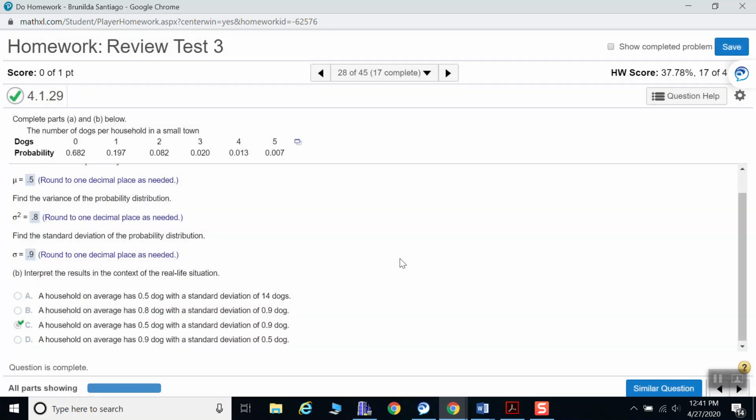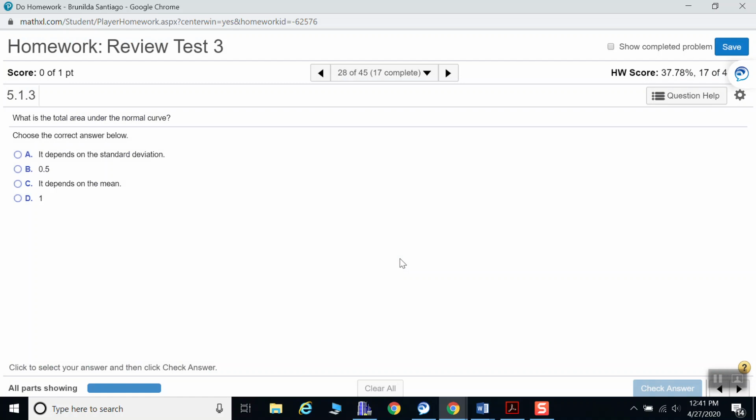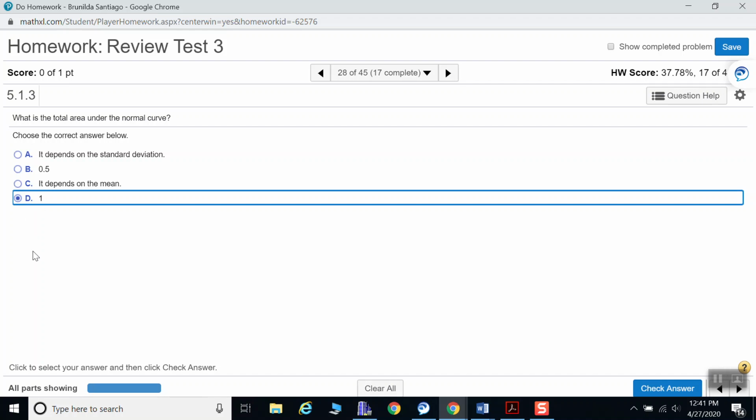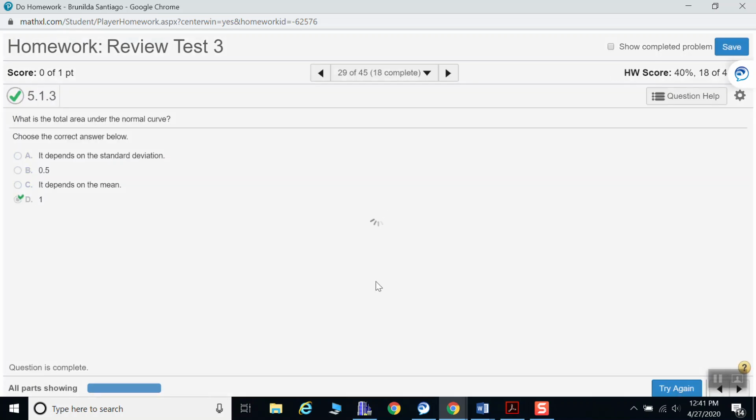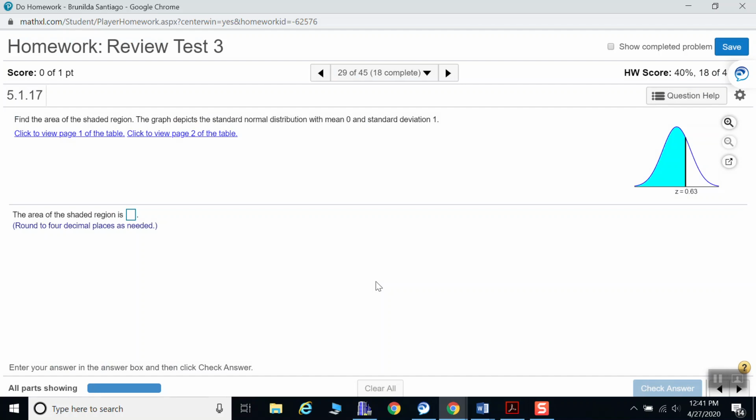Okay, next question, 28. What is the total area under the normal curve? The total area under the normal curve is the sum of all the probabilities, the same concept, and it is 1. Next, find the area of the shaded region. The graph depicts the standard normal distribution with the mean 0 and a standard deviation of 1.